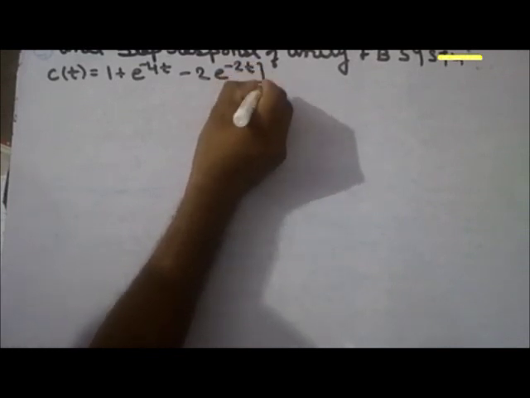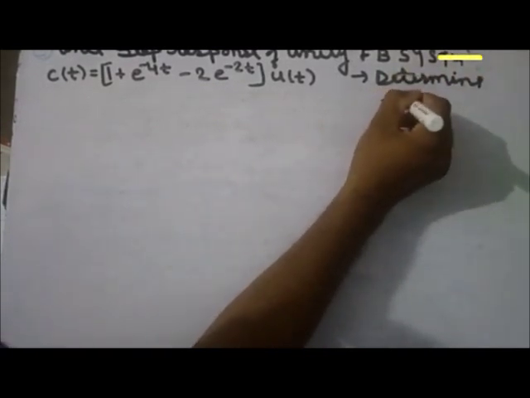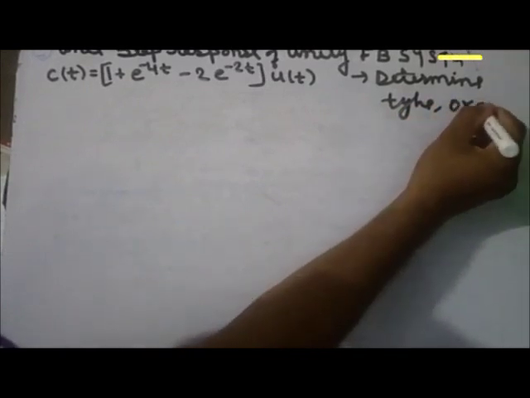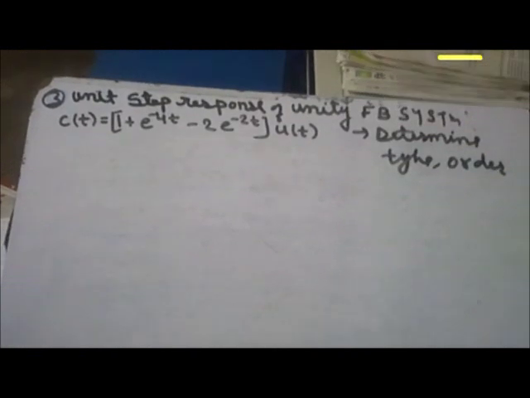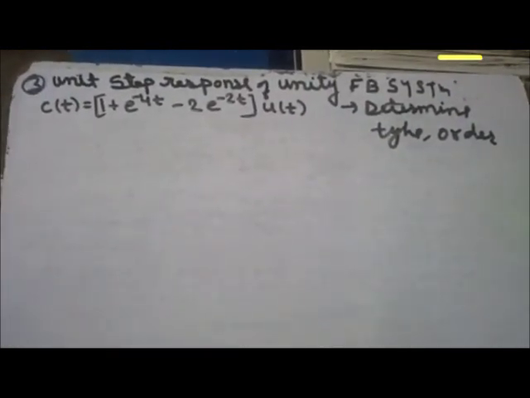Now see, C(s)/R(s) for the unit step response will be G/(1+G), the normal formula, that is, the Laplace of the output, the unit step response of the unity feedback system, upon the Laplace of the unit step input. So we can write here 1/s + 1/(s+4) - 2/(s+2) divided by the unit step function, which is nothing but 1/s.